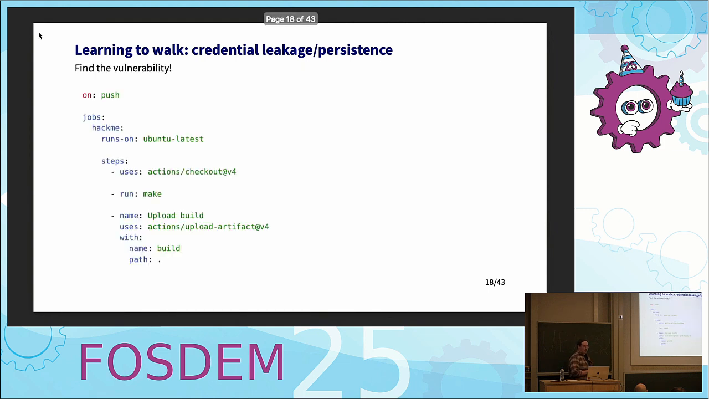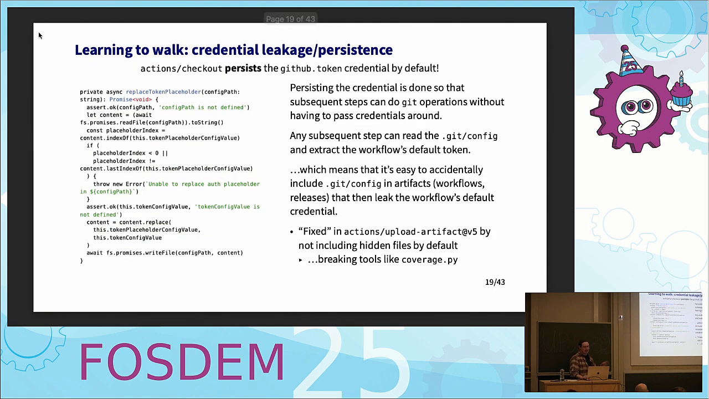Then, when you run actions upload artifact with the current directory as the path, you have now persisted your credential to a public artifact, meaning that anybody who goes to download that artifact now has your credential. That credential is only alive for about 4 hours, if I remember correctly, but for 4 hours you've now leaked potentially a global write credential for your repository. Okay, still baby steps. They fixed this, by the way, but they fixed it by not patching checkout, but by patching upload artifact to ignore dot files, which broke Python coverage.